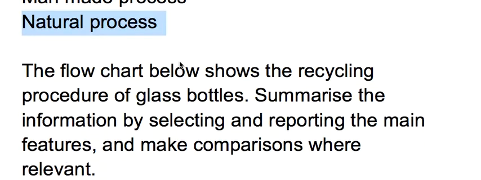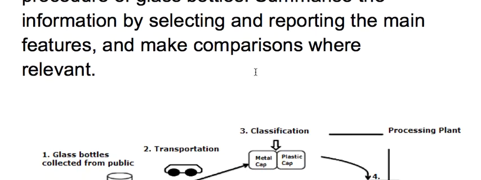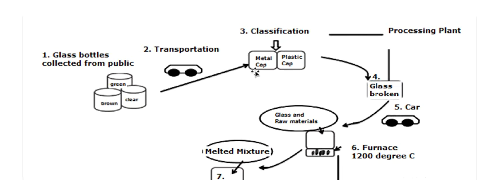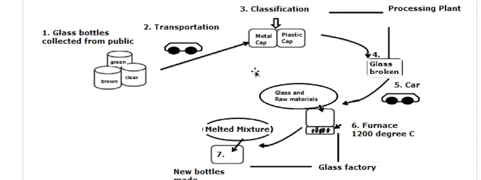Now the flowchart below shows the recycling procedure of glass bottles. This process was seen in 2014 in Australia and China. Now we have the recycling procedure of glass bottles. You have to summarize the information by selecting and reporting the main features and make comparisons where relevant. Now, this is the process.